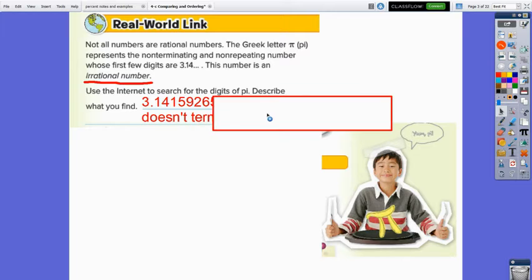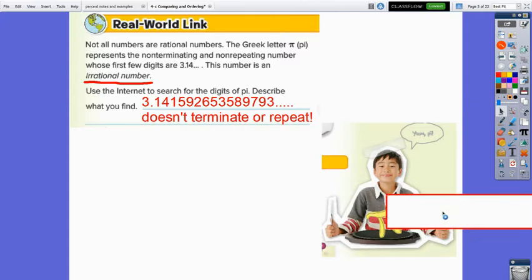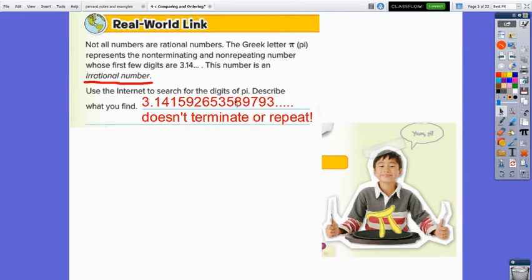3.1415926. That's as far as I go. Some people can go further. It keeps going. It never repeats. It never terminates. It is an irrational number. We'll use pi later this year, and we're not really caring that much that it's an irrational number. Next year, you'll talk more about irrational numbers.